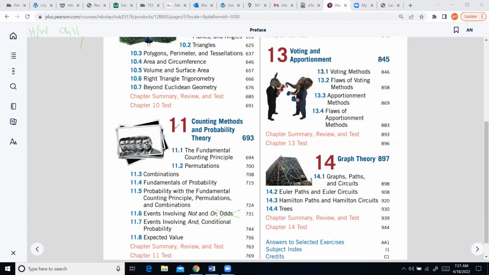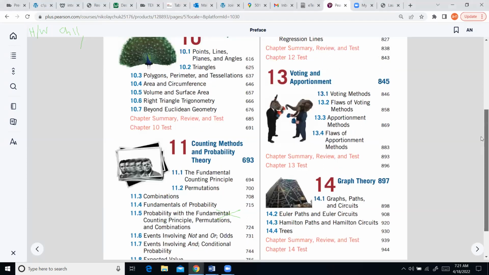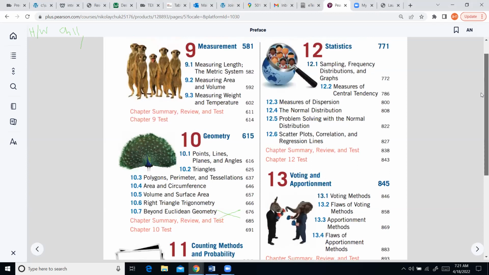And then we moved to chapter 12, and we did not do the entire chapter 12. We stopped at 12.5, right? So we looked at 1, 2, 3, 4, and then we stopped at 12.5. So 12.1 through 12.5. Those are the sections.